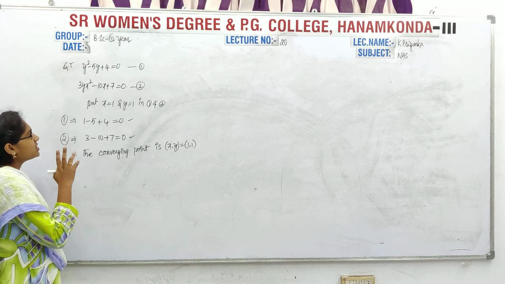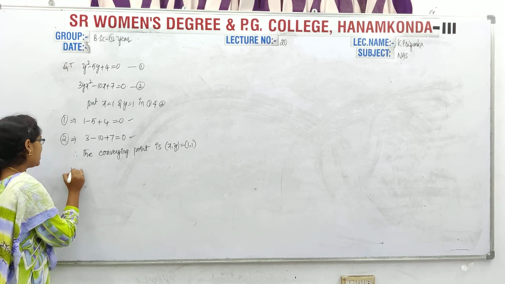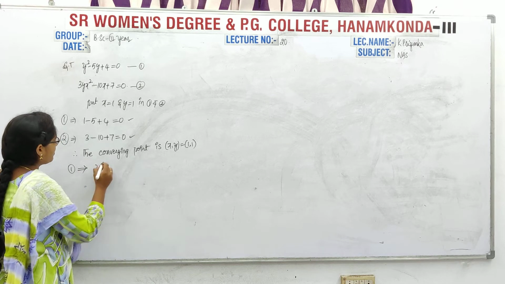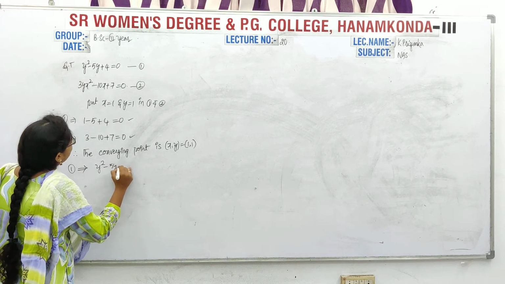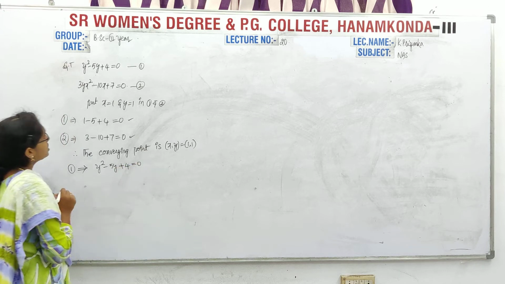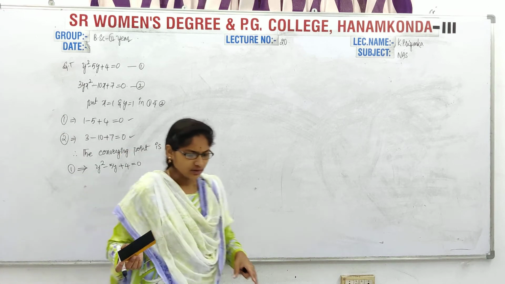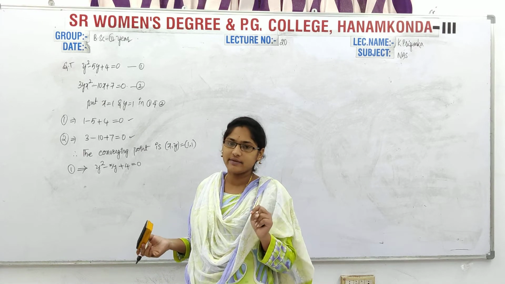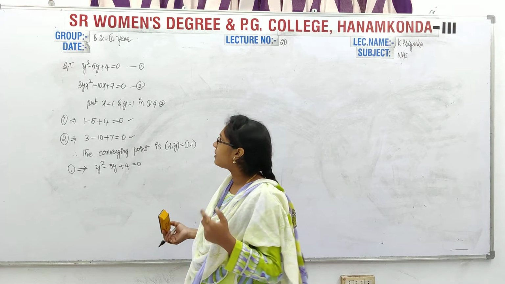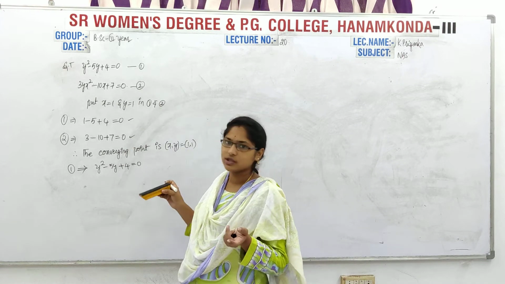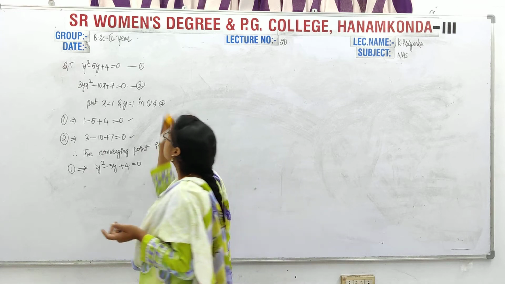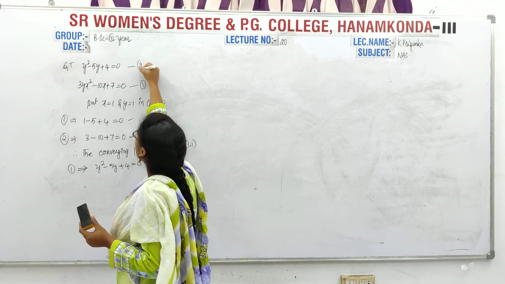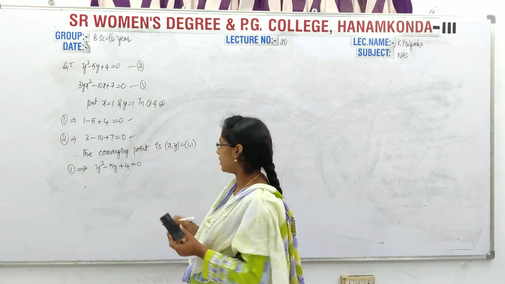Now I consider 3 and 4. So now from equation 1 what we can write? y square minus 5y plus 4 equal to 0. Actually here we have to calculate x from equation 1, and y from equation 2. But coming to equation 1 it is not possible. So that's why you can take this as equation number 1 and this as equation number 2. While you are writing, please write in order.